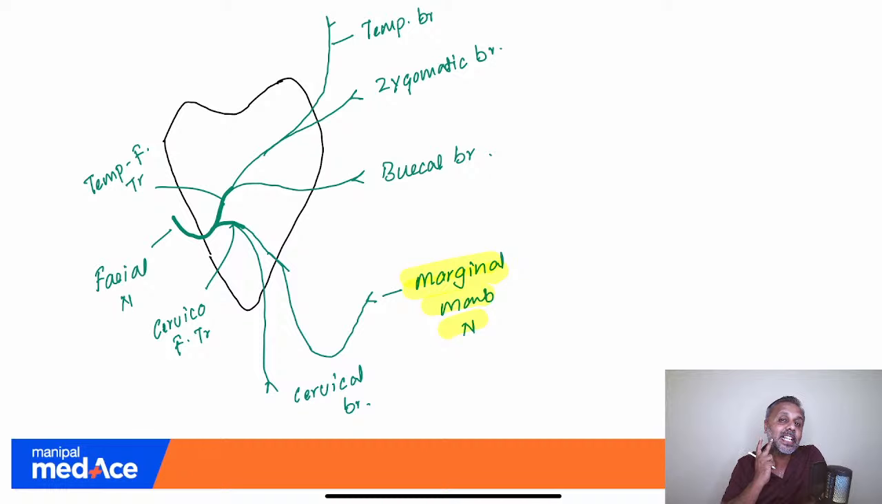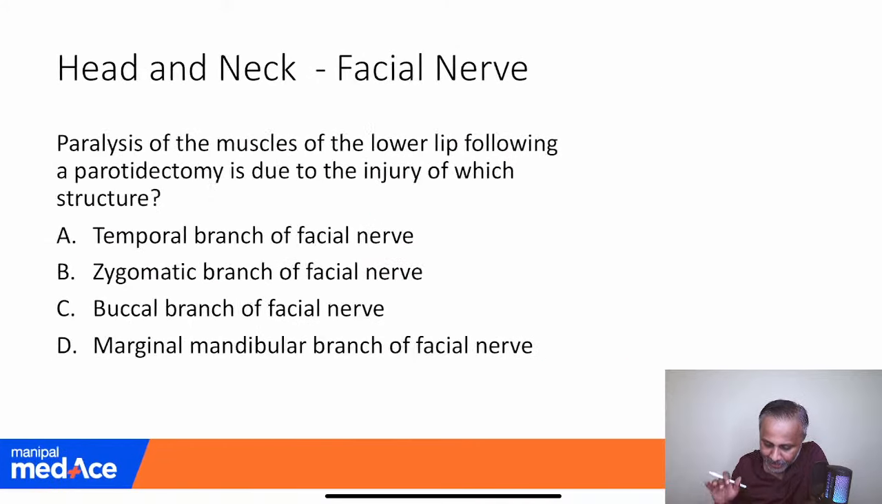So even any incision in this anteroinferior angle of the masseter region can also result in the paralysis of muscles of the lower lip. Fine. So this is regarding the branches of facial nerve and how it affects the muscles of the face. So let's go back and tick the correct option.